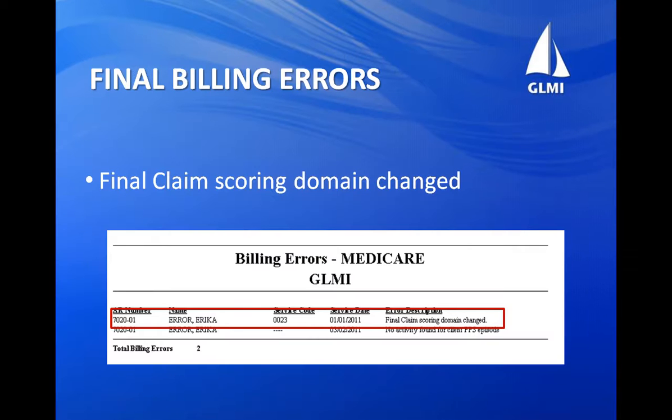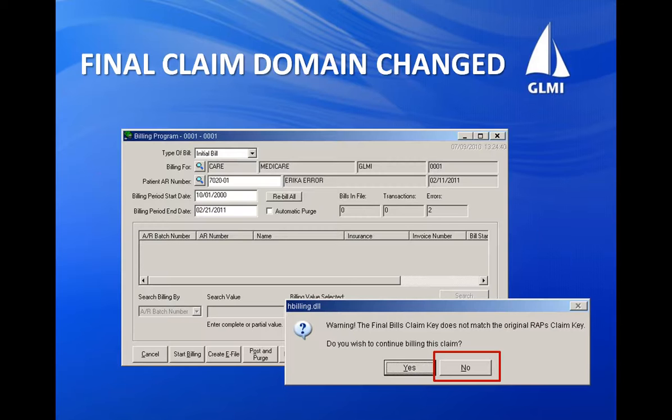Our last final billing error is Final Claim Scoring Domain Changed. This error is caused by a change in the clinical assessment after the RAP has been billed. This will also cause a claims key error as shown on the next screen. If you receive this error, you will need to cancel the RAP and then rebill in order to update the RAP's claim key. That concludes our session today on final billing errors.